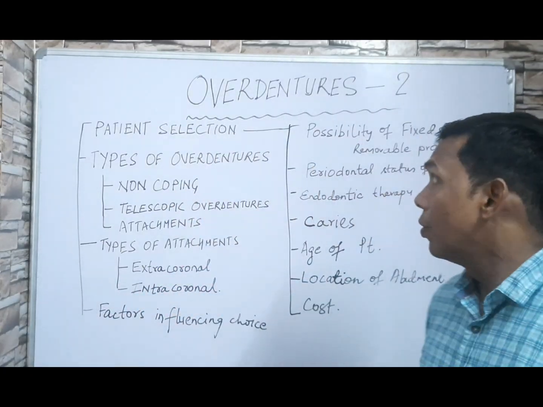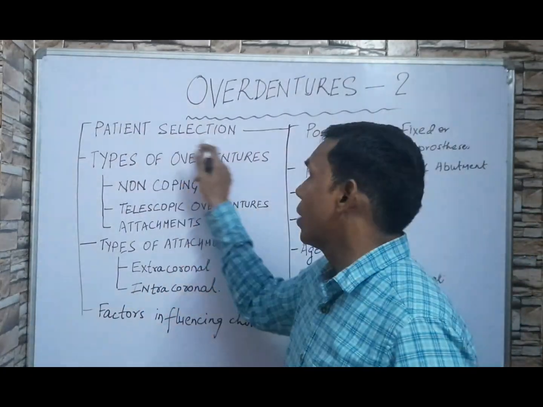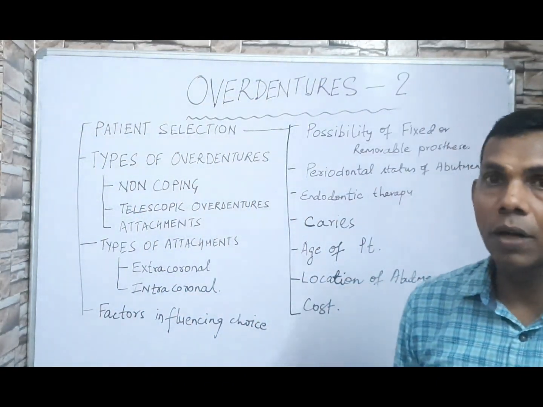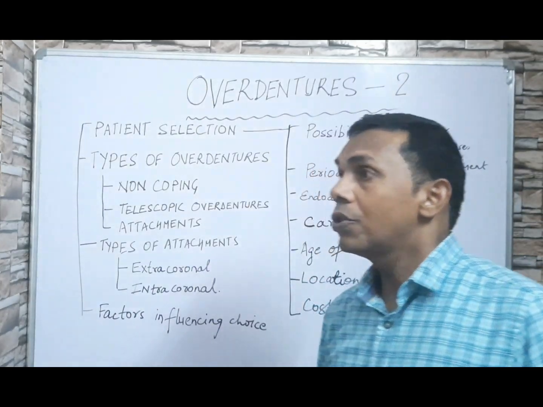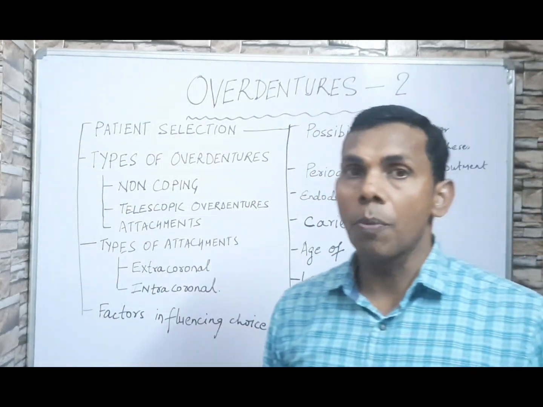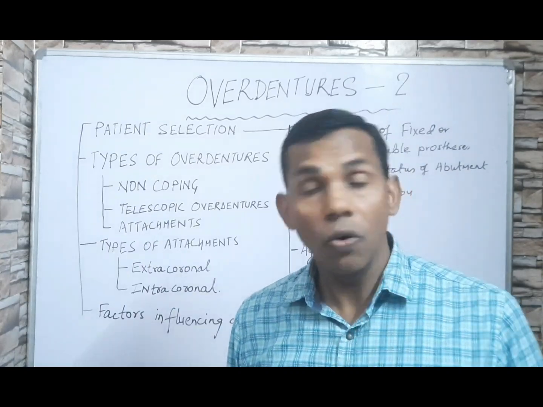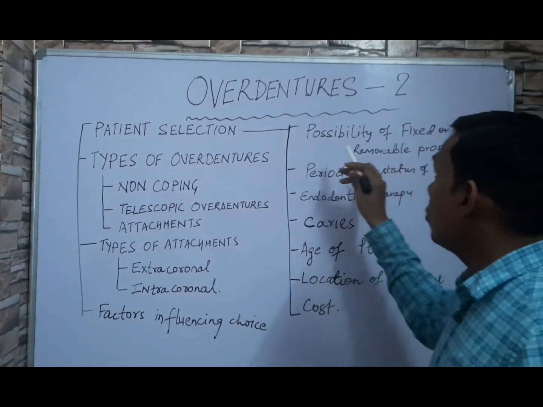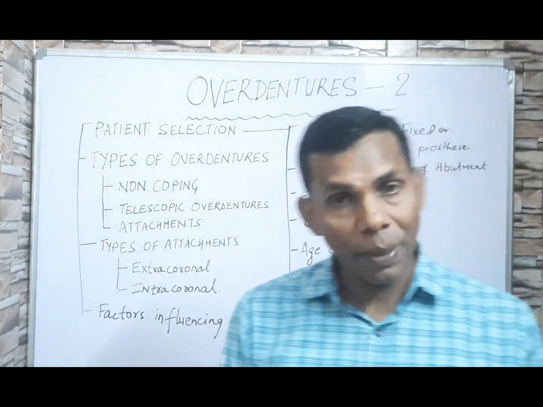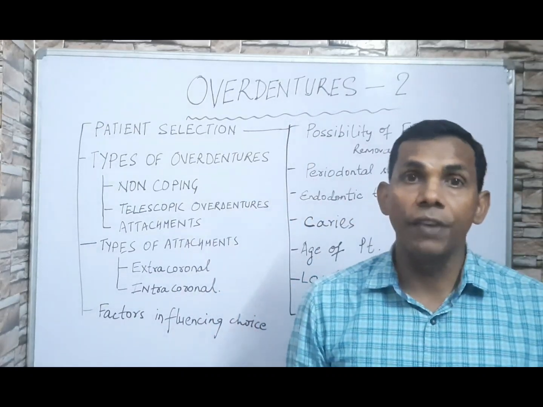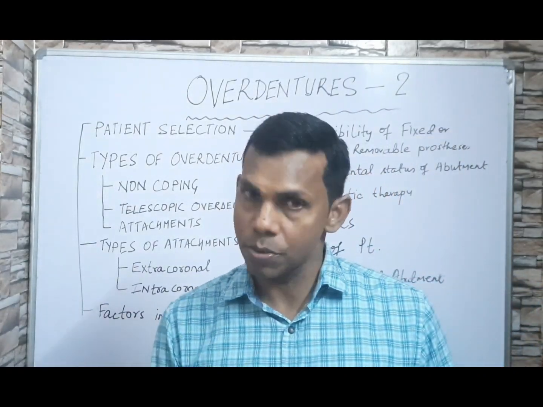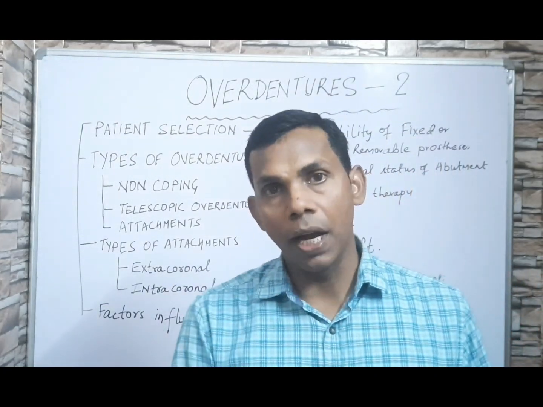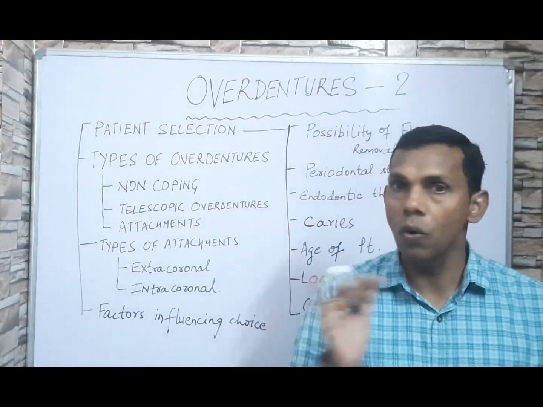Next, we want to know how to select a patient for overdentures. So patient selection is very important whenever we are going for an overdenture treatment, because you have to keep in mind the principles of preventive prosthodontics, and there is no better example than overdentures. So patient selection. One, we need to decide how many teeth are remaining in the arch, whether you can convert them into a fixed prosthesis or a removable prosthesis. If you can, then do that. You prefer that over an overdenture.